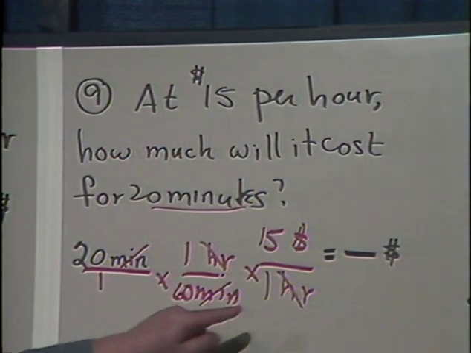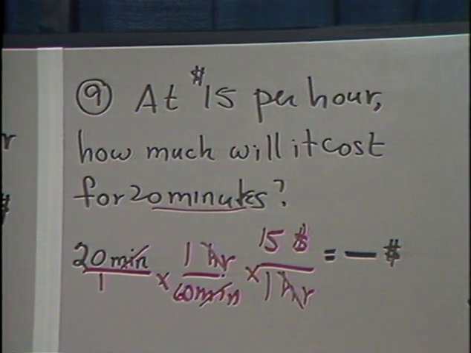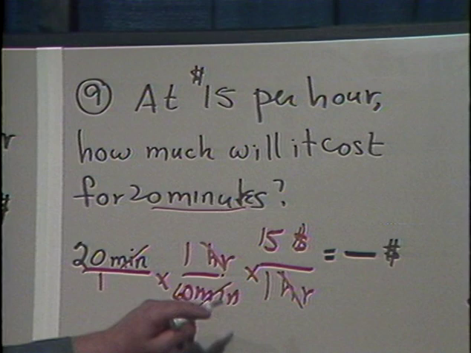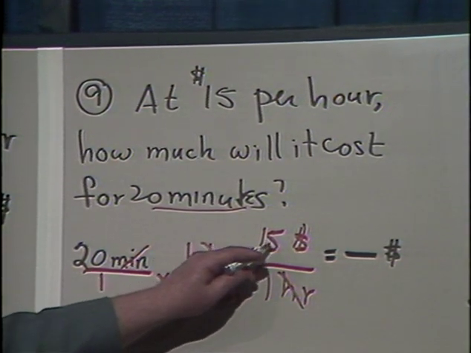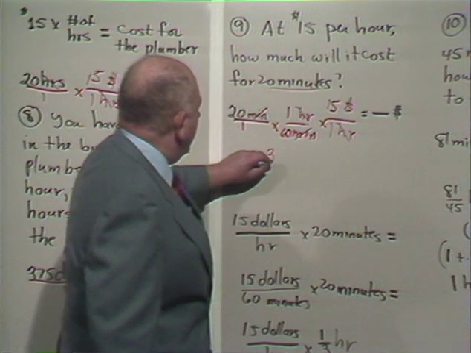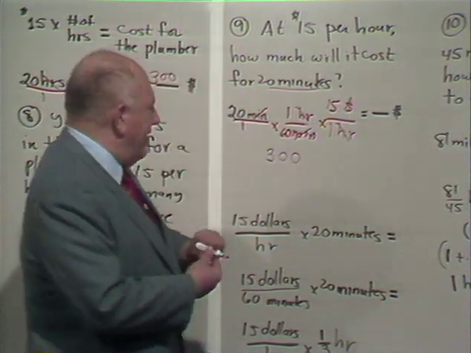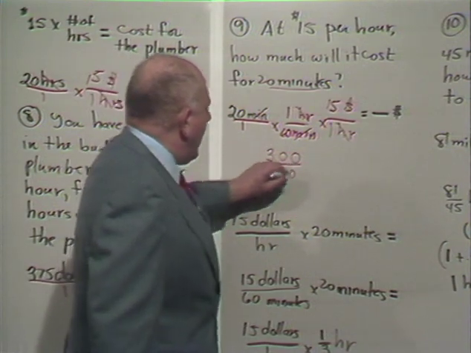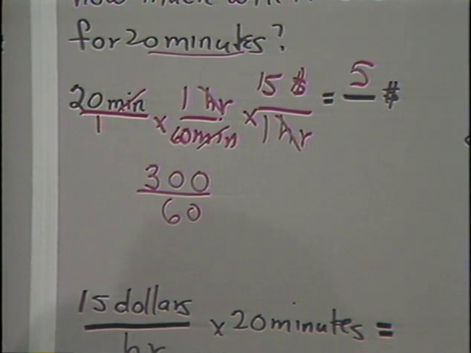Hours were the link, or the chain, that linked minutes to dollars. Now we multiply all the numerators, so we still get the same thing that we would have done wrong before. We still multiply the 15 by the 20 to get 300. But what happens now? There's a 60 in the denominator. 300 divided by 60 is 5, so the answer to this problem is $5.